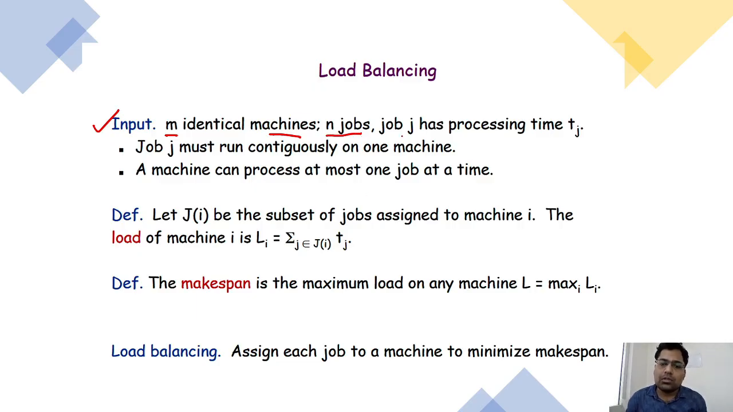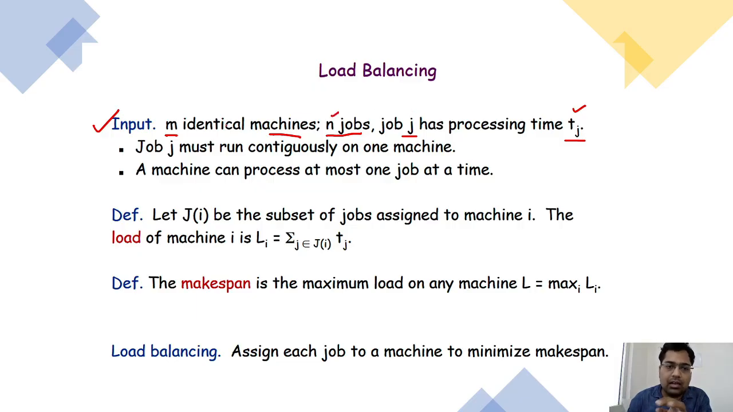For job J, we should know how much time it needs to complete one task or one job. That is called processing time. The time it takes to complete a task is called processing time. We denote it here as T of J for job J.